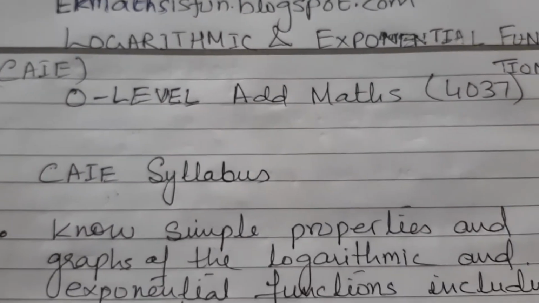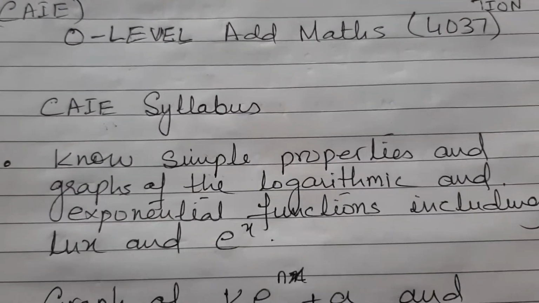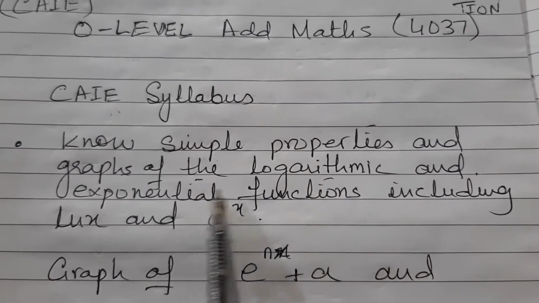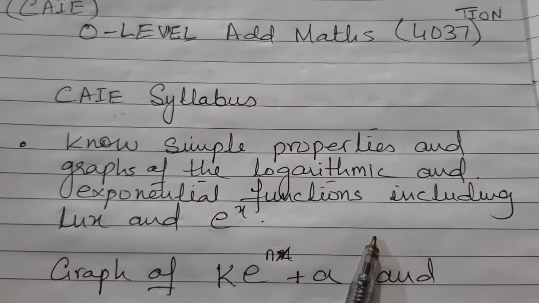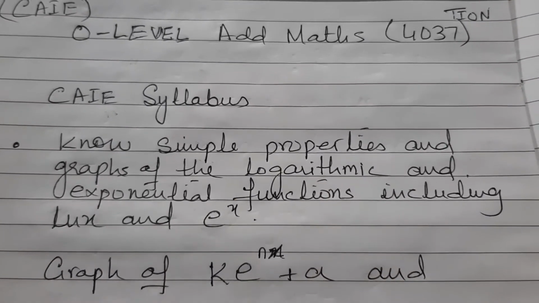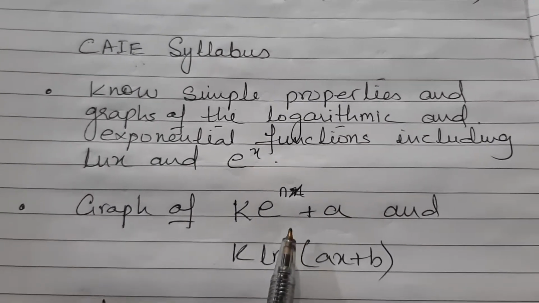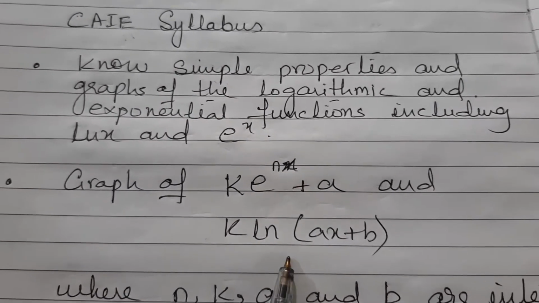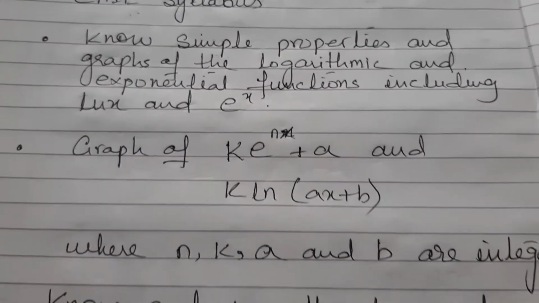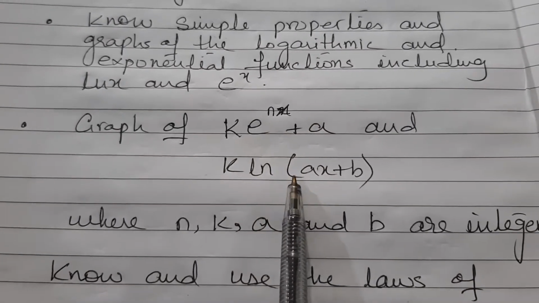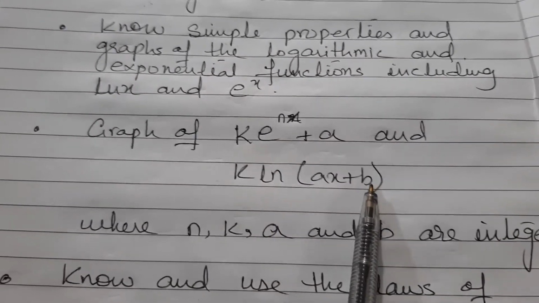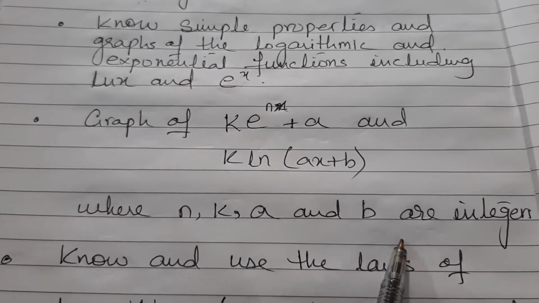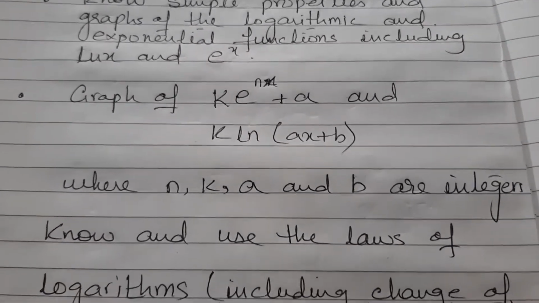Okay, so let's start with the CIE syllabus. The syllabus says that you should know the simple properties and graph of the logarithmic and exponential function. So properties and graph. And the graph of exponential function and log function, which are in this form. This we will discuss in the end, where k, n, a, b, n are integers. We will discuss this in detail when we cover this topic.